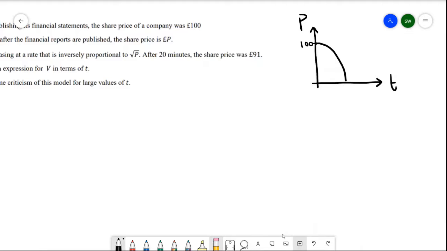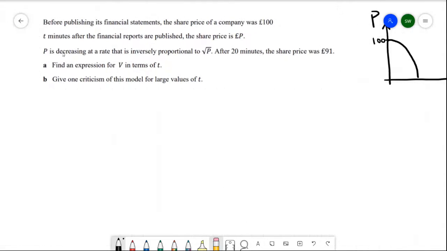Let's try and decode what this means. P is decreasing at a rate that's inversely proportional to root P. What we really mean by P is decreasing at a rate is with respect to time. So the rate of change of P with respect to time is inversely proportional to root P. That means it's equal to k over root P, where k is some constant.